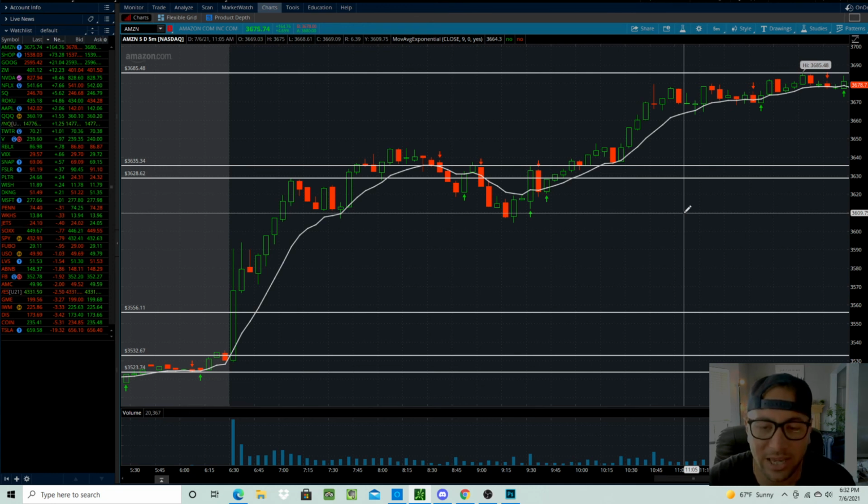Second opportunity came 3 hours into the day, where we get that breakdown of the 9 EMA, then we get that reclaim, and then we wait for price action to confirm that reclaim. And when we confirmed that reclaim, we went from 36.35 all the way to a high of 36.85, a 50-point move. Okay, so essentially two 50-point moves in the day that you could have taken on Amazon. That is how you play the 9 EMA strategy.